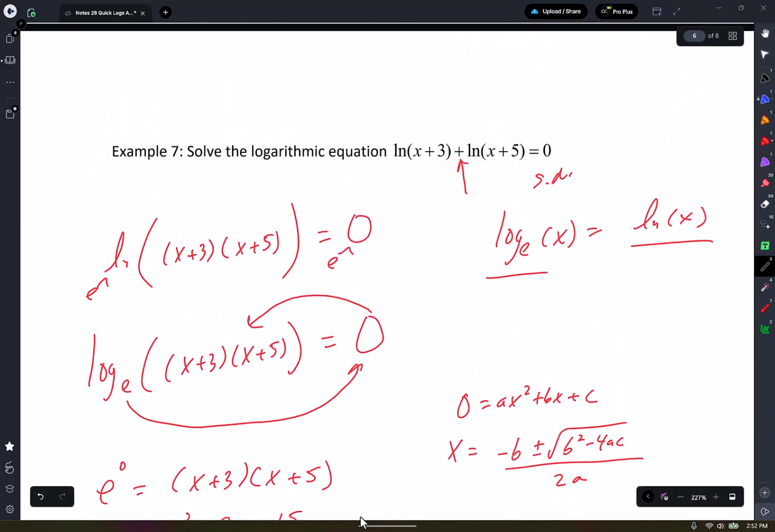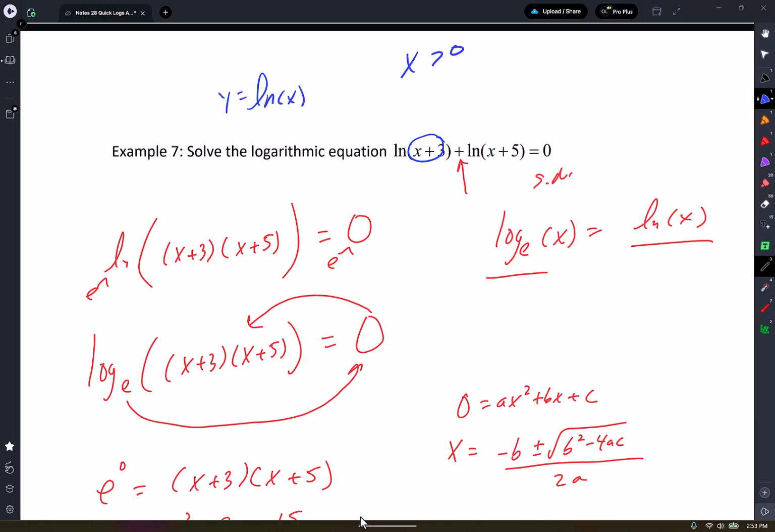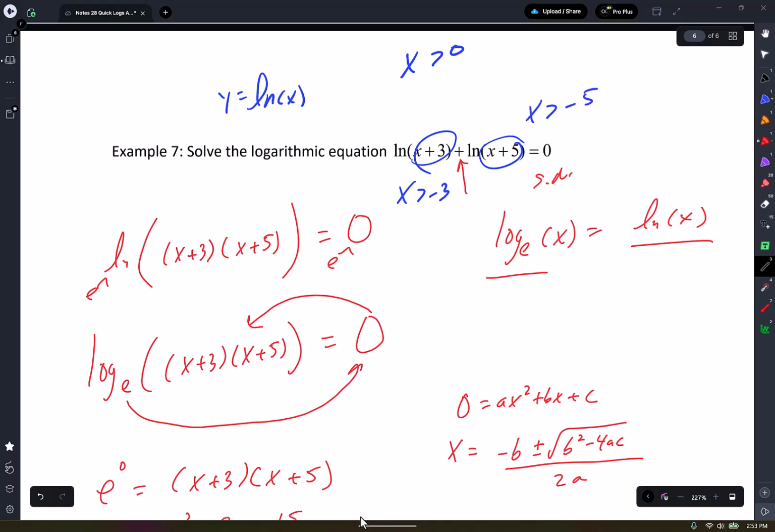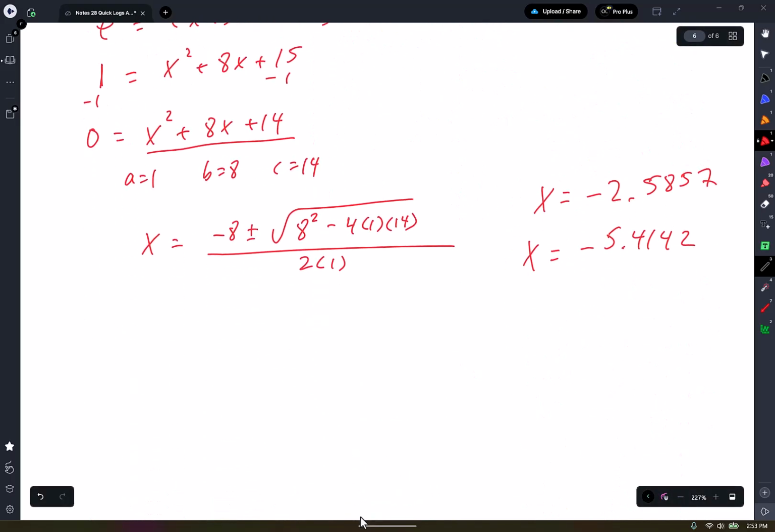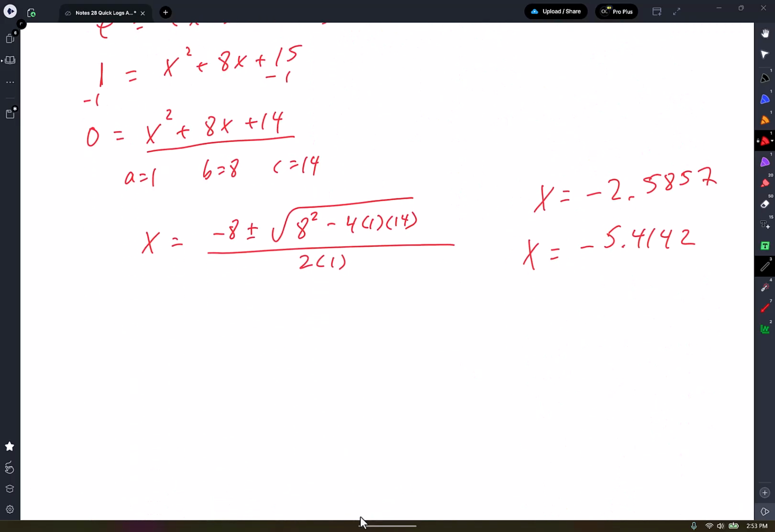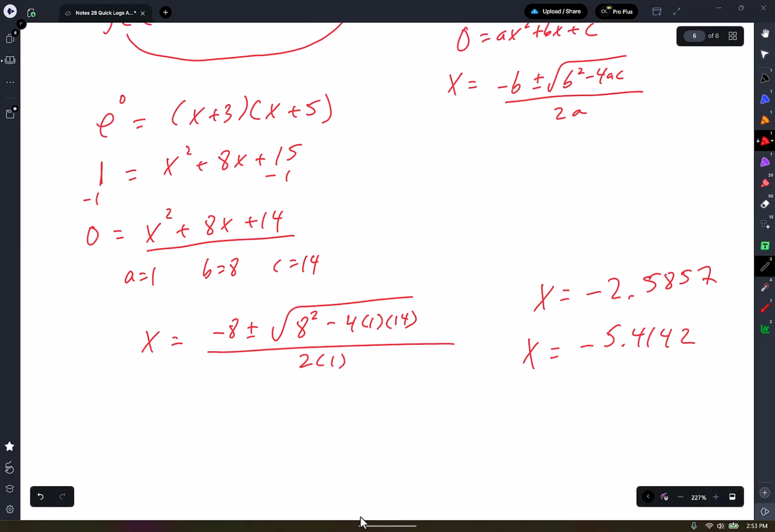Knowing my domain restrictions, remember that y equals ln of x means x must be greater than 0. So I look at this one here: x plus 3 greater than 0 means x must be greater than negative 3. And x plus 5 means x must be greater than negative 5. I'm looking at the most restrictive one, which is the negative 3 one in this case. So I have to be bigger than negative 3. Which one can I not be? It can't be that one, so it has to be this one.